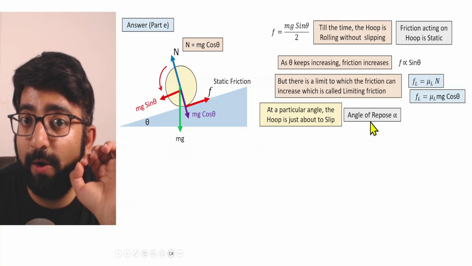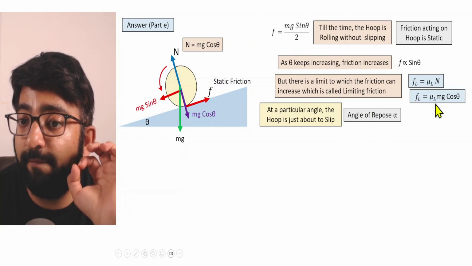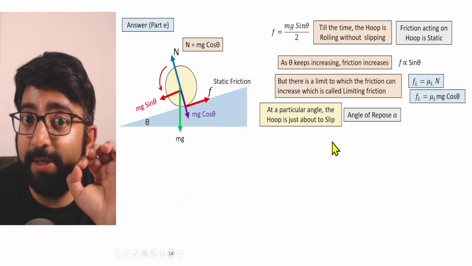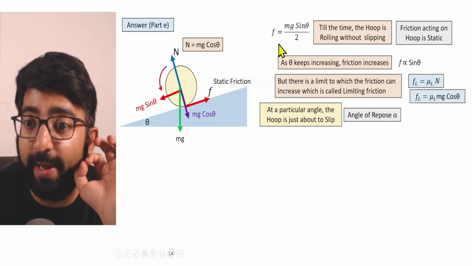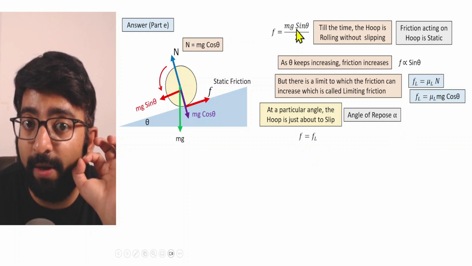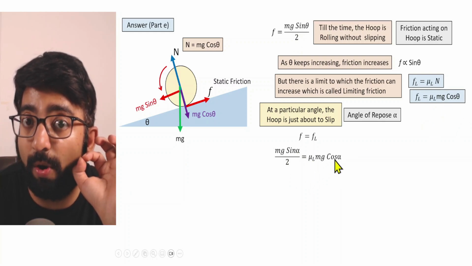In order to find the angle of repose, we will equate the original expression of friction with the maximum value of static friction. In this situation, we are considering the angle to be alpha, so friction will be mg sine alpha by 2. And now let us equate F with Fl. So this is our equation, F is equal to Fl, the angle is alpha, so friction will be mg sine alpha by 2, which will be equal to this maximum value, mu L mg cos alpha.